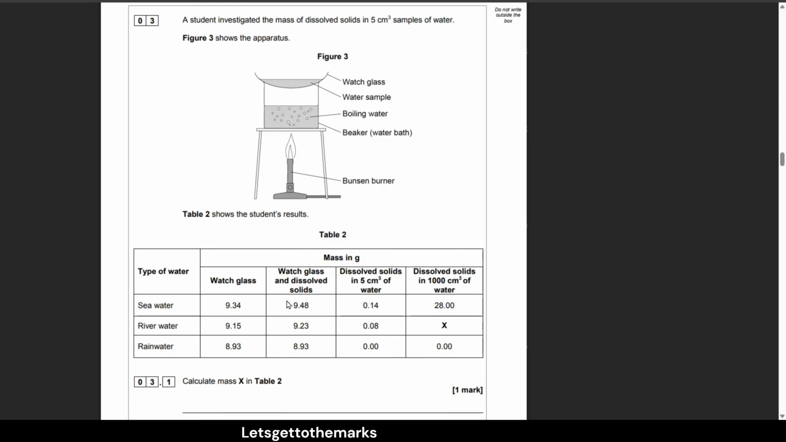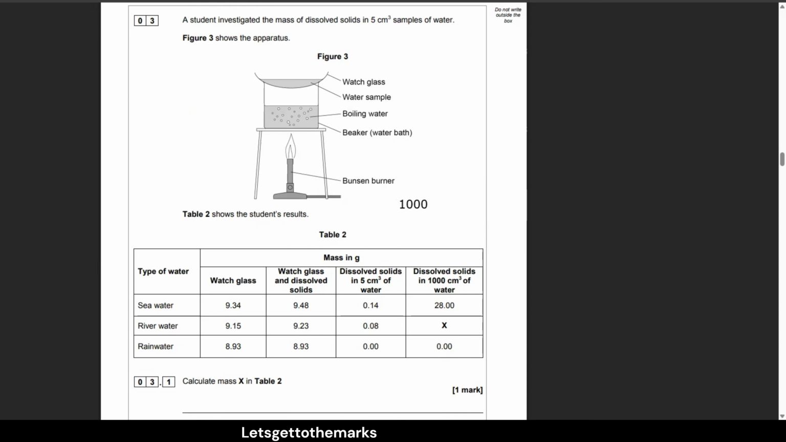We can see now they've subtracted that from that to get these. And then we have the dissolved solids in 1,000 centimeters cubed of water, and we've got X, and it says calculate X in the table. So all we've got to do here, that's 5 centimeters. You just got to find the factor that they've multiplied that by. So you could do 28 divided by 0.14, find the factor and then times that by that. Or you could say, look, this is 5 centimeters and that's 1,000. So really to find the multiplying factor, you could just, oh my gosh, I'm in white, so it's not going to show up. Okay, there we go.